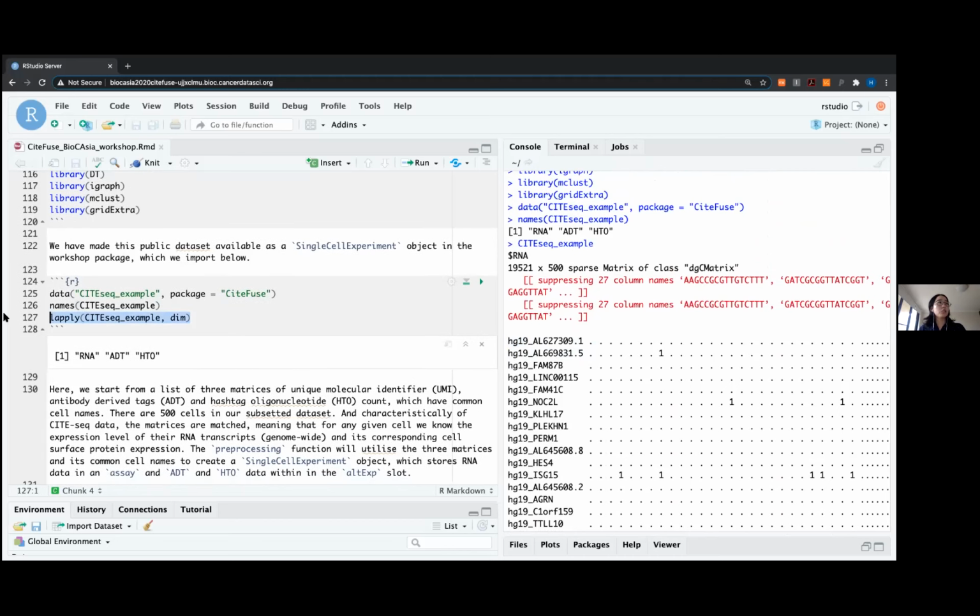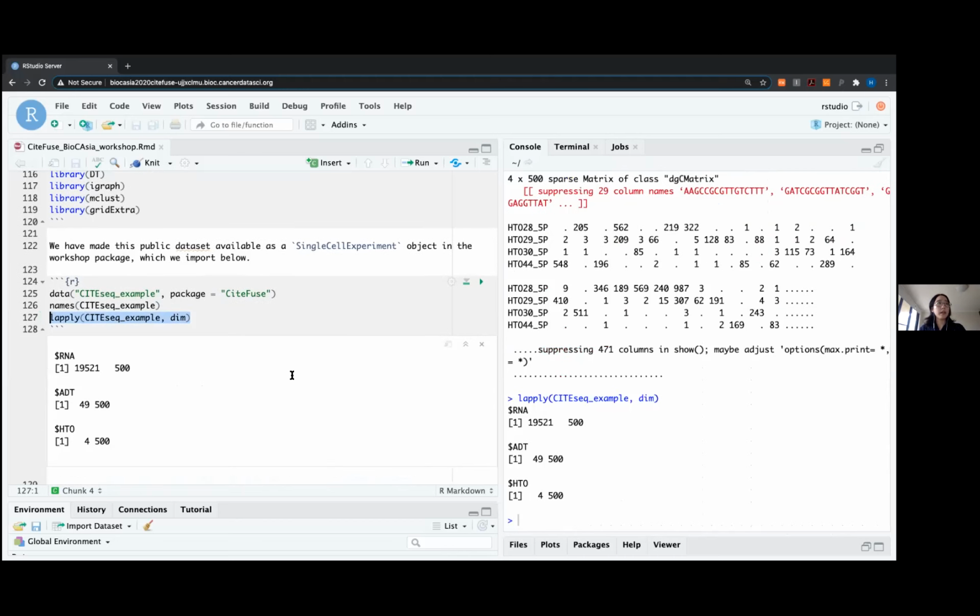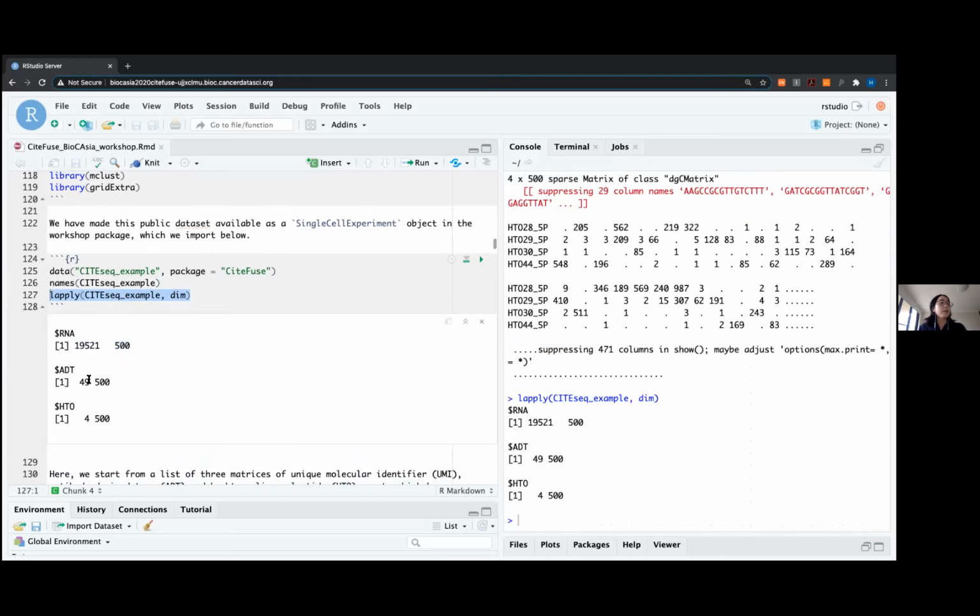What we can do is check the dimensions of the data. With the regular single cell RNA-seq data, we generally have 20,000 plus features denoting genes. And here we have a very simple data set of only 500 cells. And for the ADT, generally it's much lower than the number of features in the RNA.